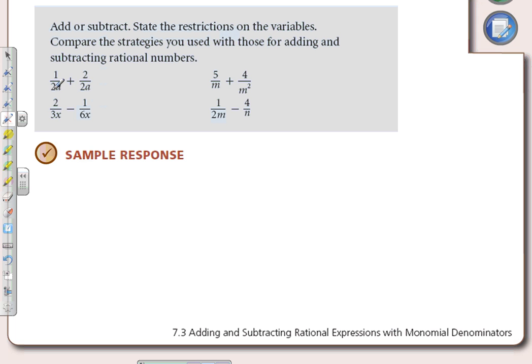Luckily, this first one has common denominators. So we can just add them straight up. So we've got 1 over 2a plus 2 over 2a is going to give us 1 plus 2, 3 over 2a. But we always have to remember, if you've got a variable in the denominator, you've got a restriction, comma, a cannot equal 0.